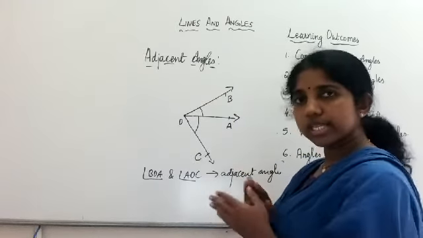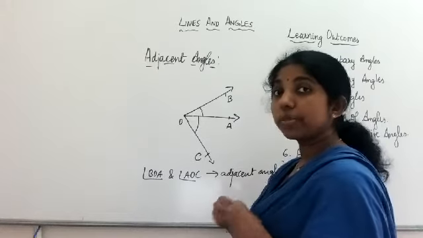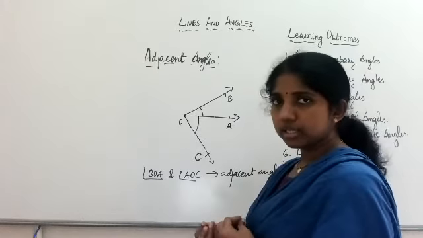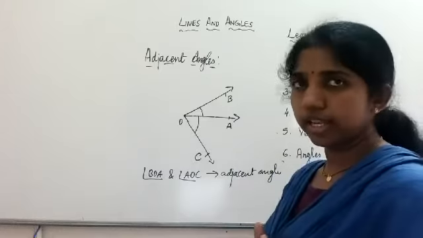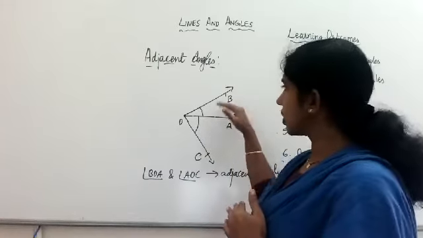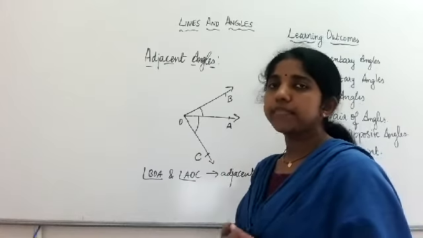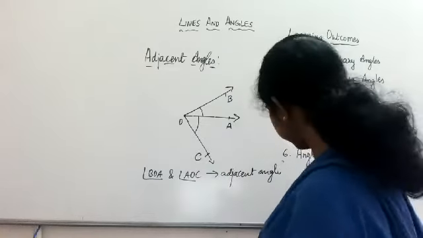So this is just about adjacent angles. Now we don't know what the value should be. I mean, how many degrees should the angles be? Nothing, it can be anything. But if two angles are next to each other and have a common arm, then they are adjacent angles.